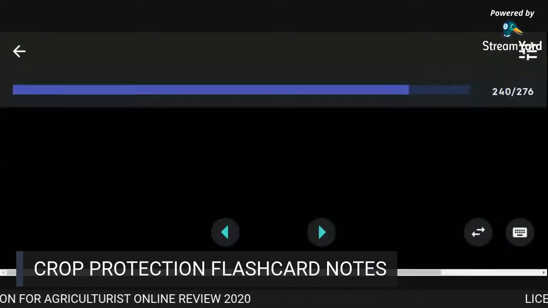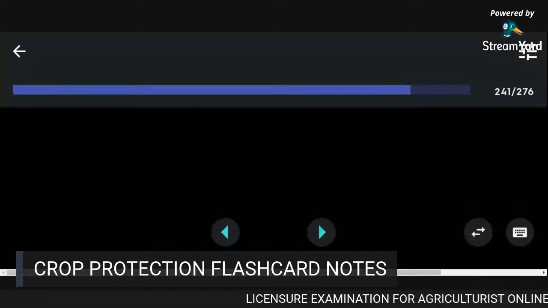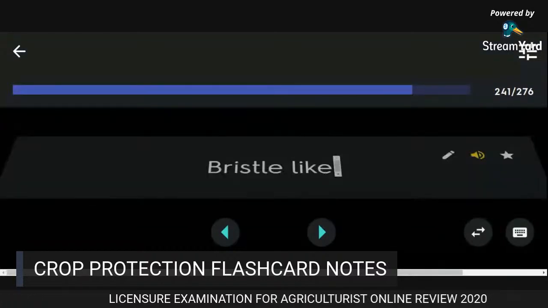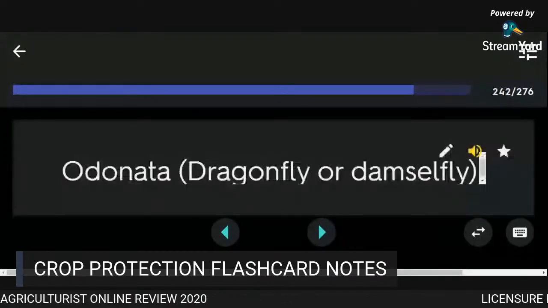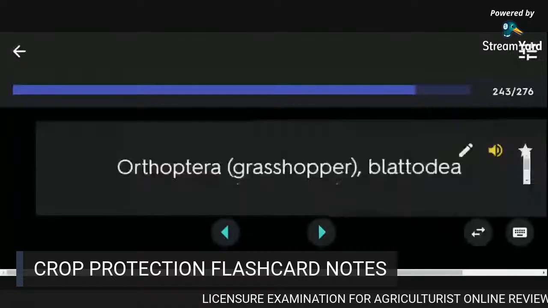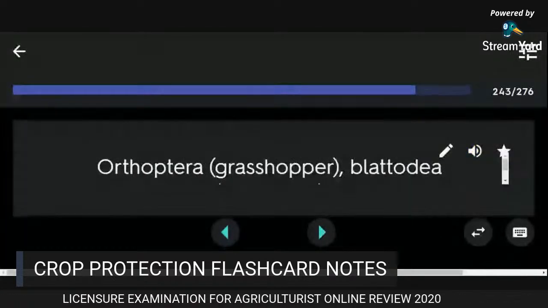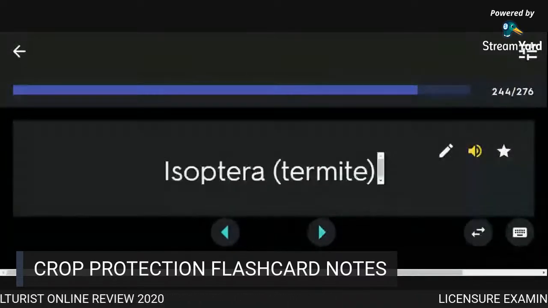Elbowed: geniculate. Bristle-like: aristate antennae. Setaceous antennae: Orthoptera, Blattodea. Filiform: Isoptera. Moniliform.